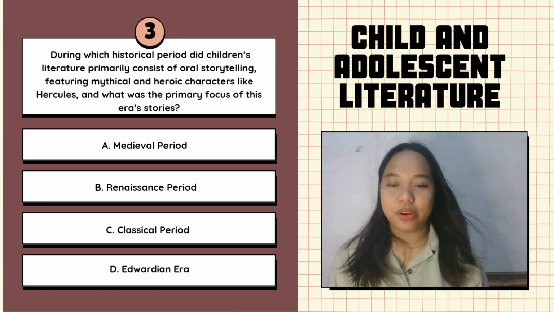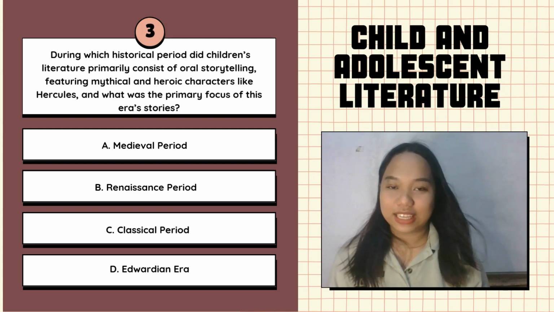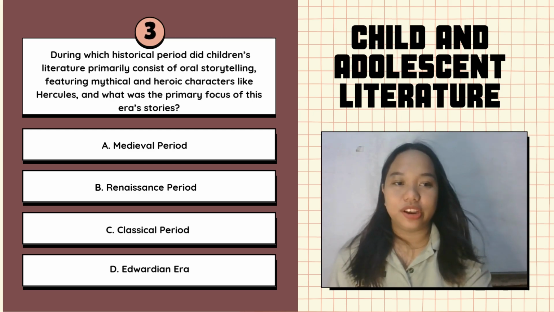Again, I will repeat the question. During which historical period did children's literature primarily consist of oral storytelling, featuring mythical and heroic characters like Hercules? And what was the primary focus of this era's stories? Letter A, medieval period. Letter B, Renaissance period. Letter C, classical period. And letter D, Edwardian era.